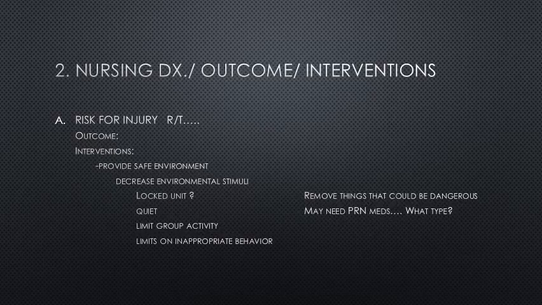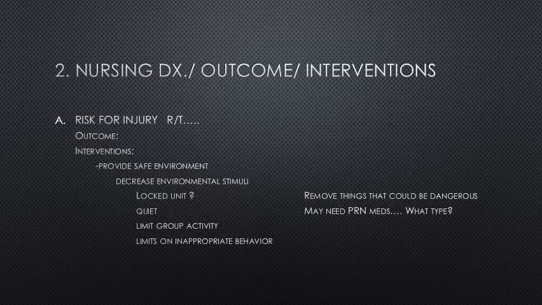Oftentimes these people are also very hyperactive, and so they might lose control easily, bump into objects, might irritate others very easily, start fist fights, start different types of fights, might hurt other people. So that's what those might all be related to. The outcome is basically that we want to prevent injury from happening.